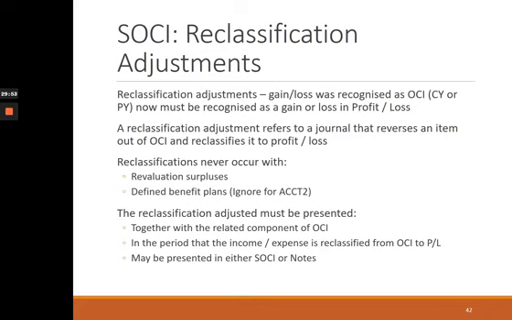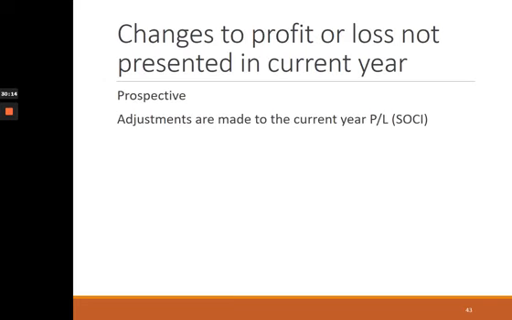The reclassification adjustment must be presented together with the related component of OCI in the period that the income and expense is reclassified from OCI to profit and loss, and may be presented either on the face of the statement of comprehensive income or the notes to that statement of comprehensive income.